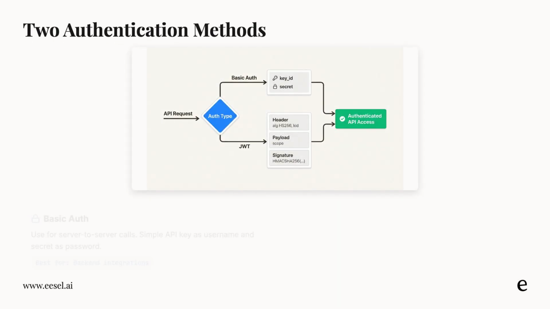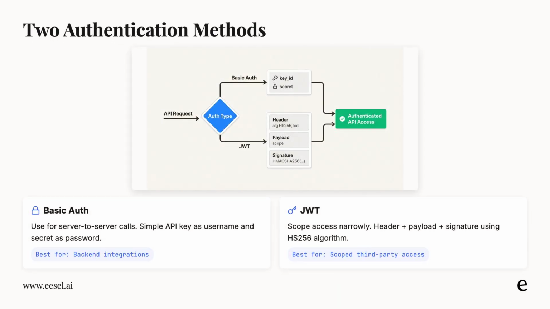2 authentication methods, each for a different scenario. Basic Auth is the fastest to set up for backend server-to-server calls, using your API key ID and secret as credentials. JWT is the right choice when you need to narrow access by scope, passing a signed token with your specific permission level in the authorization header.